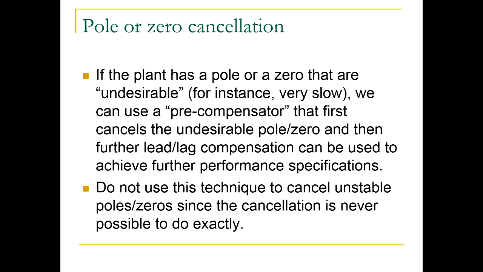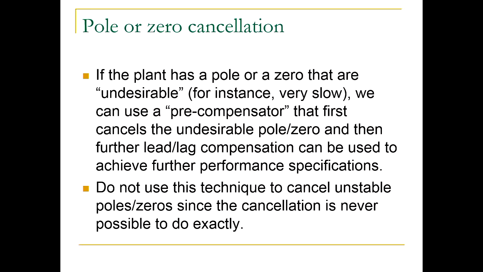If the plant has a pole or zero that is undesirable, for instance very slow, you can use a pre-compensator that first cancels this undesirable pole or zero, and then do the lead-lag compensation. Typically, you are canceling stable poles, right? You're not canceling unstable poles this way.